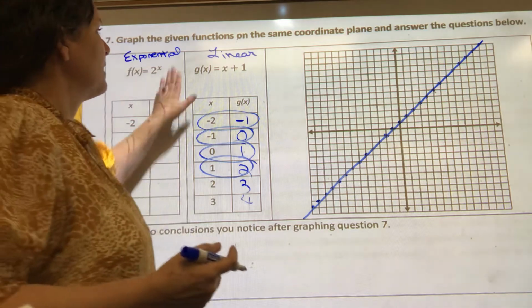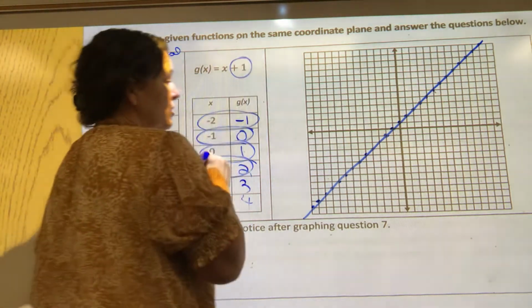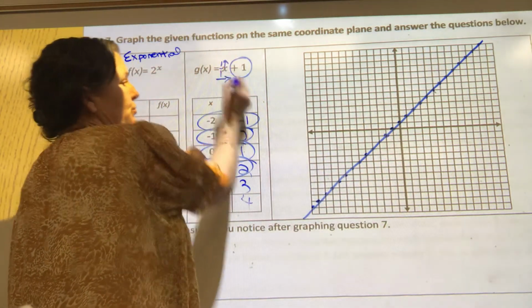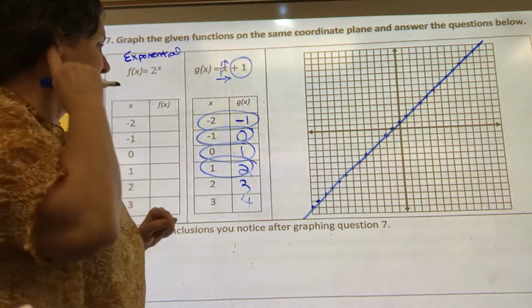For those of you like, hey, Miss Miller, I got to graph that right here. I already knew what that looked like. It starts at 1. Yep. And the slope is up 1 to the right 1. You are correct. Cool. Good graphing.